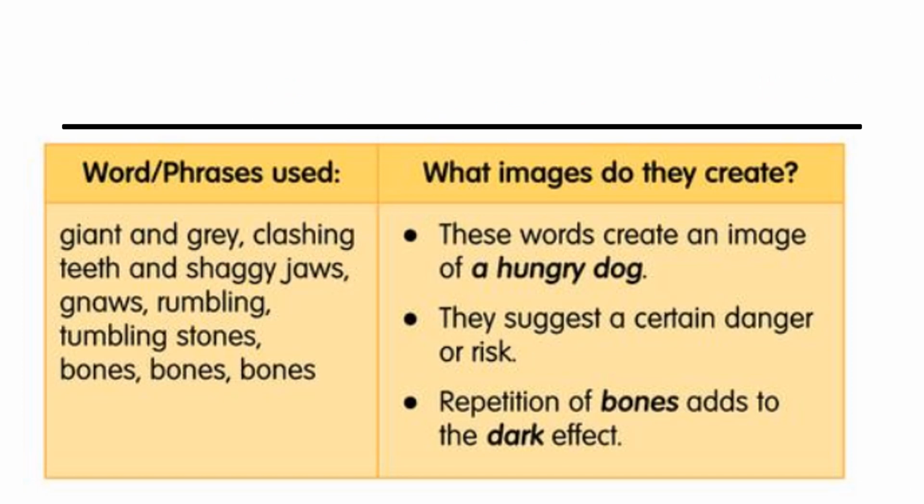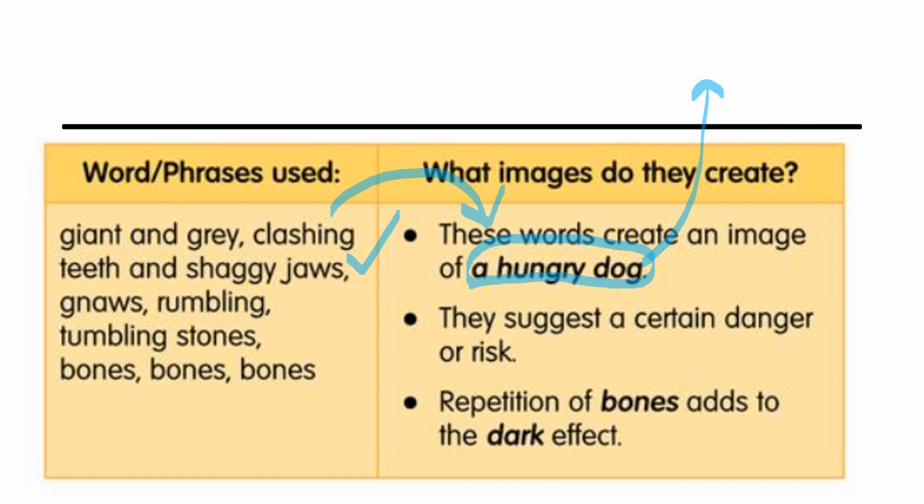Now what we do, if you look at the first stanza in your book, it has certain words. Giant and grey, clashing teeth and shaggy jaws. In my previous video also, I have explained this. The words are used to create an image of a hungry dog. You can use that video to understand how the image of a hungry dog is created, right?